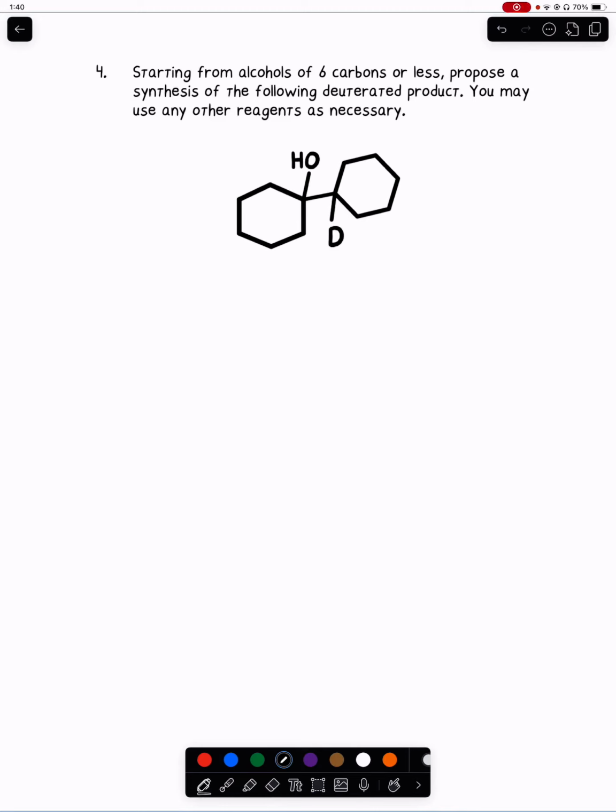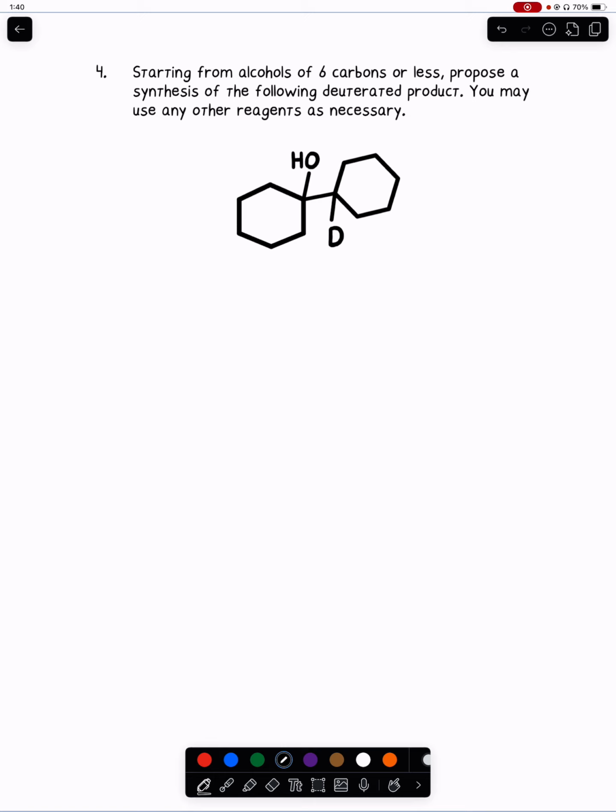In this question, you're being asked to synthesize this alcohol molecule with this deuterium specifically on that carbon right there. So there's some regiochemistry that we need to consider here. You have to synthesize this alcohol using starting materials of 6 carbons or less, and those starting materials must also be alcohols.